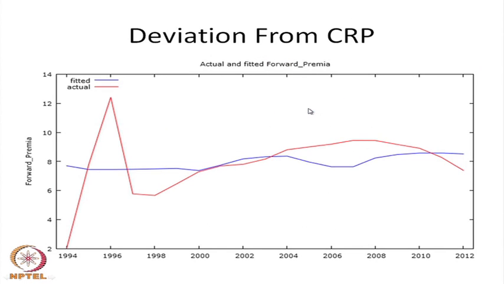Similarly, for the uncovered interest parity deviation, if you see the deviation between the forward premium and that implied from the covered rate parity, the green line indicates the fitted line, the blue line indicates the fitted line and the red line indicates the actual line. There is no such kind of relationship between these two. So, forward premium is not decided by the return differential between BSE and the Fed fund rate. So, they are two independent variables.